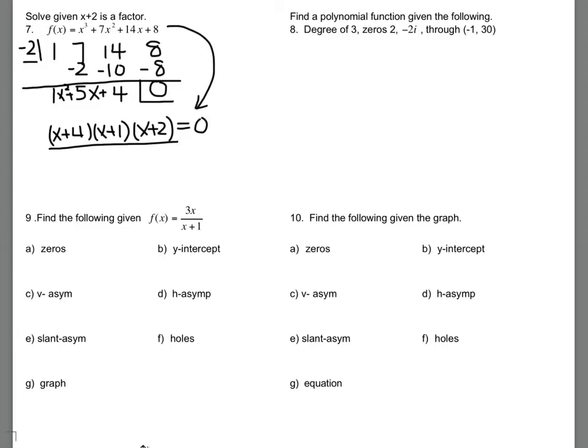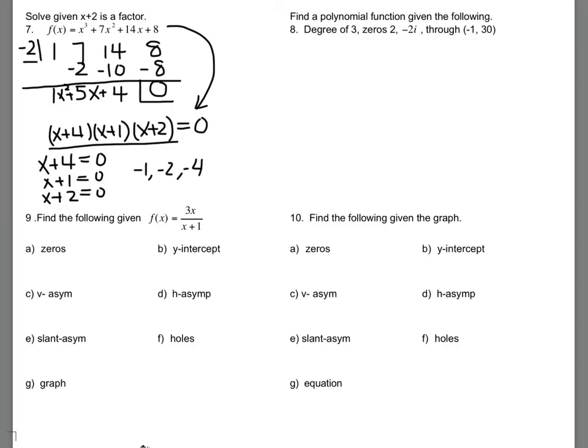So what are the zeros? We are in the factor form, so set each of your factors equal to 0: x plus 4 equals 0, x plus 1 equals 0, x plus 2 equals 0. So our zeros should be -1, -2, and -4.